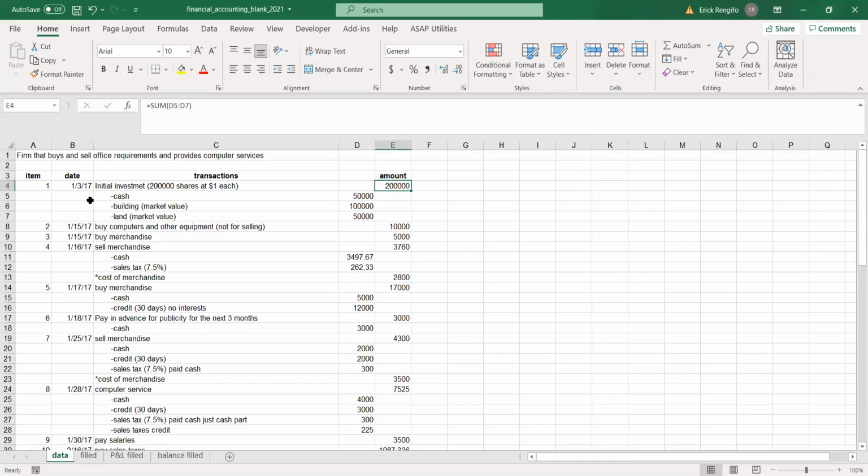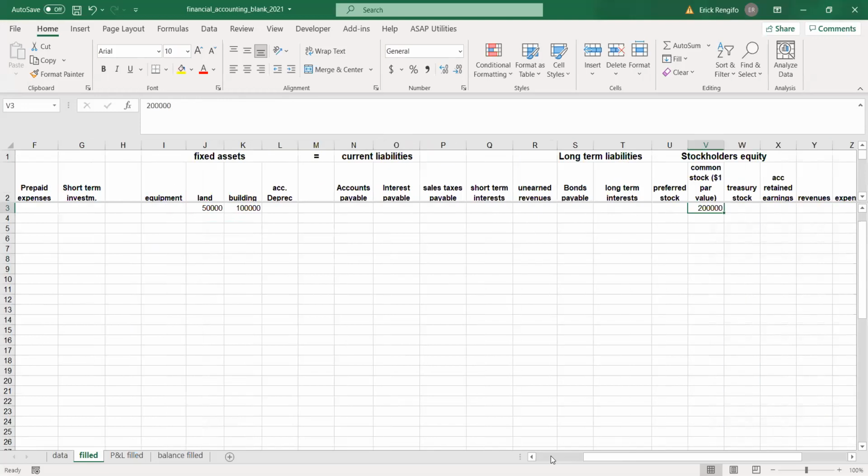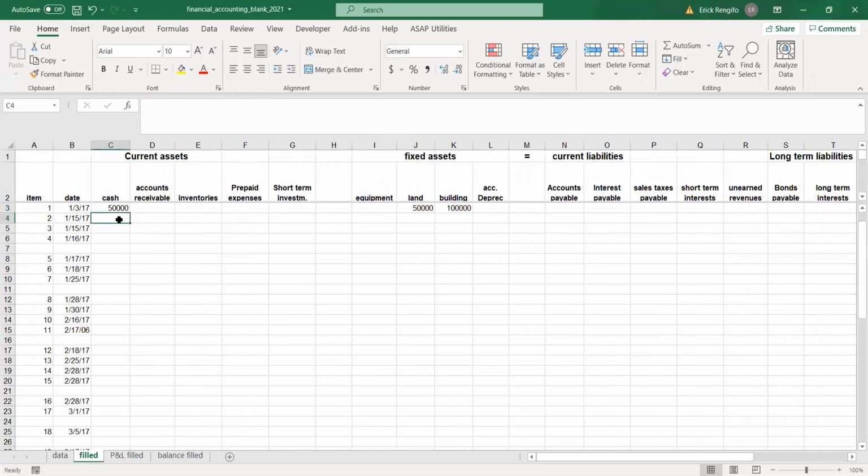Let's do the first 5, you do it with me, and then you're going to do this alone. So now we said that this one here is going to buy computers, equipment, not for selling. So I will invest $10,000. If I do that, I need to invest $10,000. This is cash, so I will put minus $10,000 here.